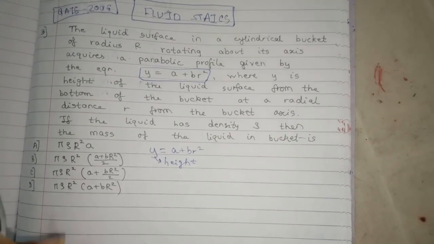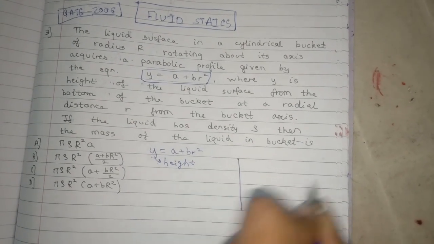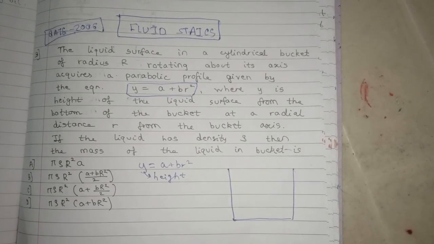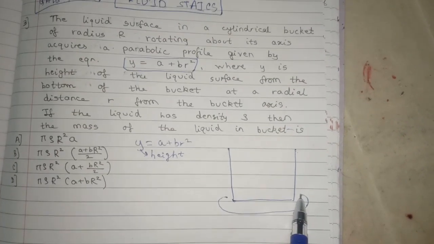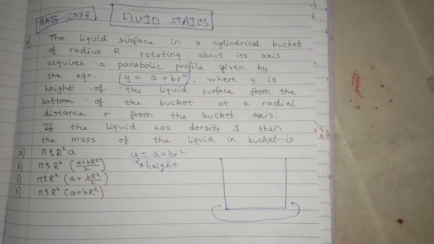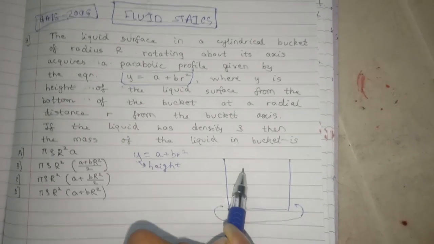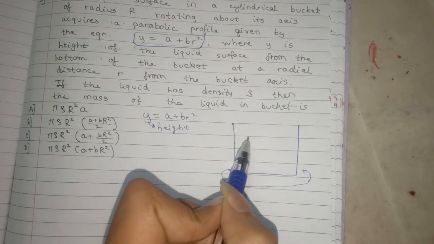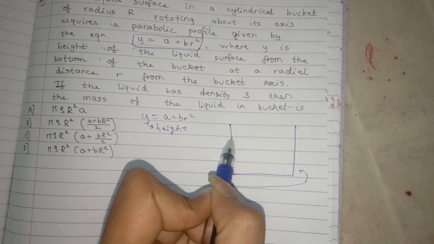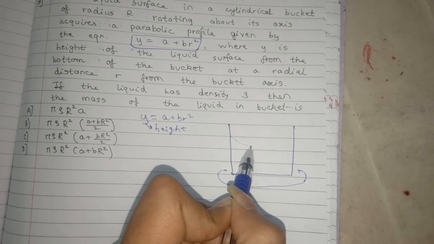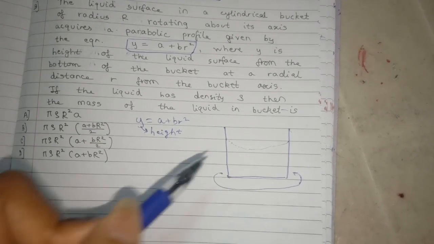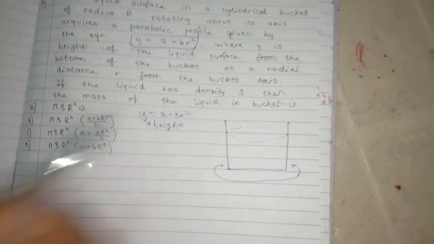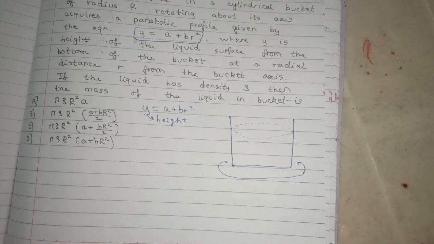So the approach of this question is, if we consider a cylindrical bucket that is continuously rotating and filled with some liquid, the liquid will not be stationary, it will be continuously moving. So a vortex will be formed inside the bucket, like this, due to the continuous rotation of the bucket.